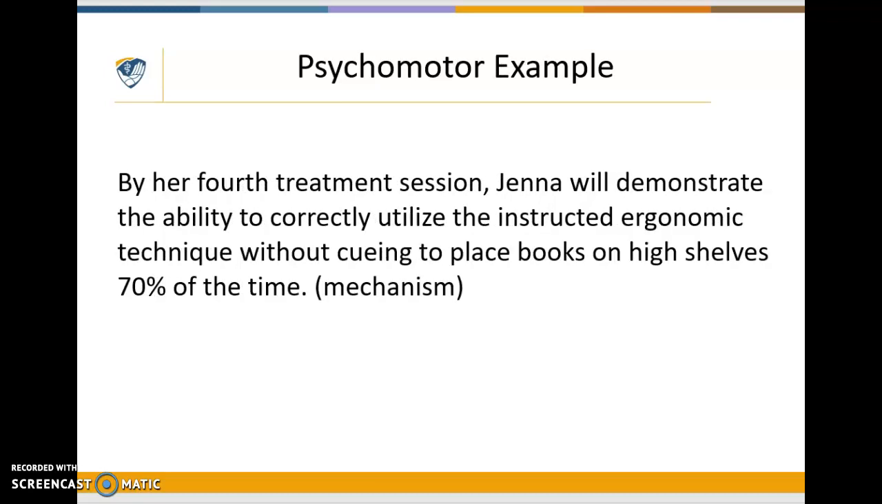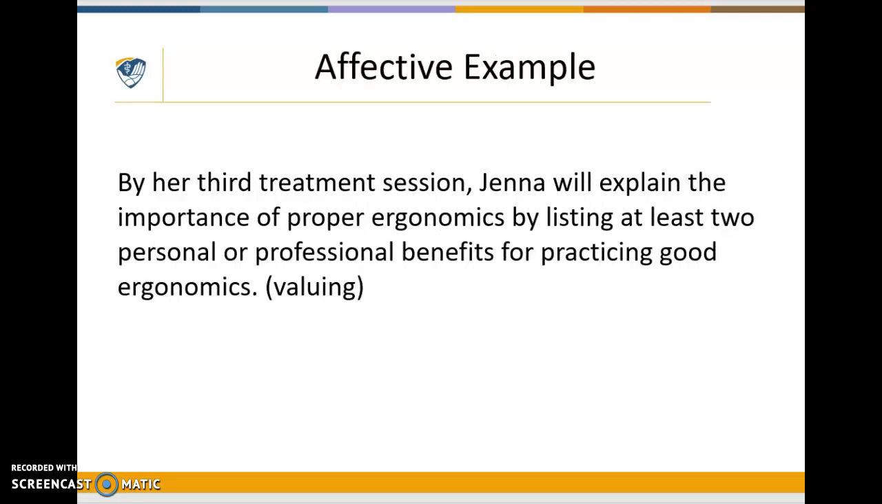And then let's look at a psychomotor example. By her 4th treatment session, Jenna will demonstrate the ability to correctly utilize the instructed ergonomic technique without cueing to place books on high shelves 70% of the time. And this is the mechanism category. An affective example: by her 3rd treatment session, Jenna will explain the importance of proper ergonomics by listing at least 2 personal or professional benefits for practicing good ergonomics, and that's valuing.